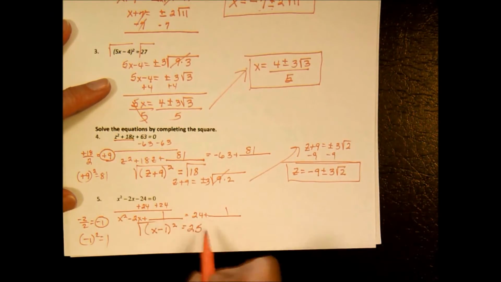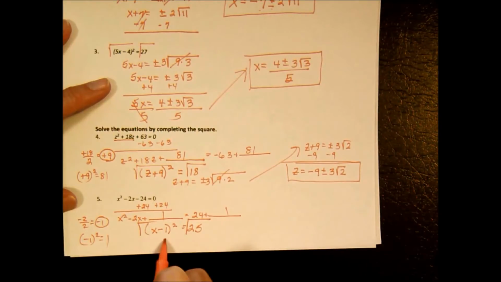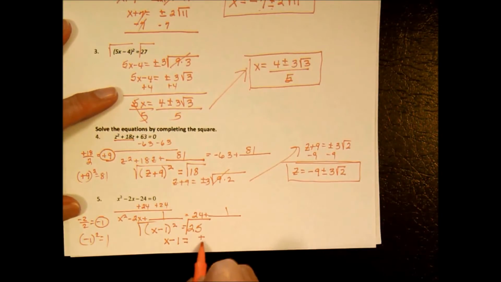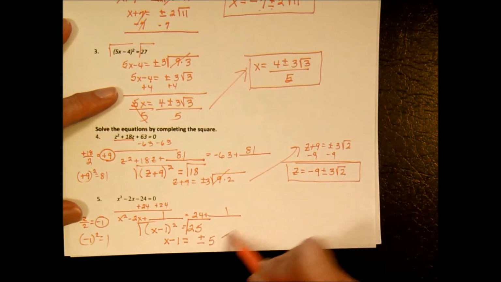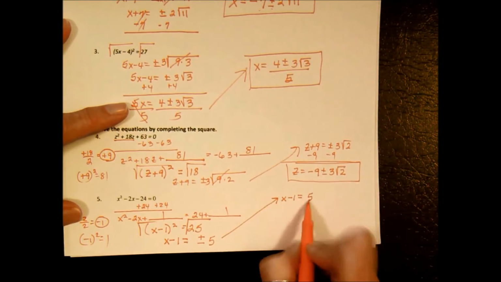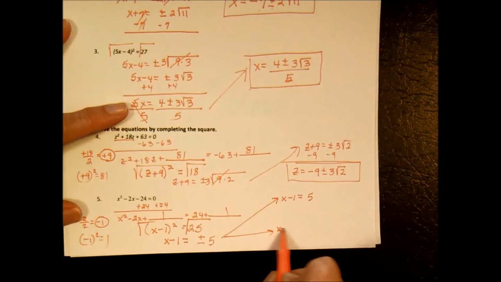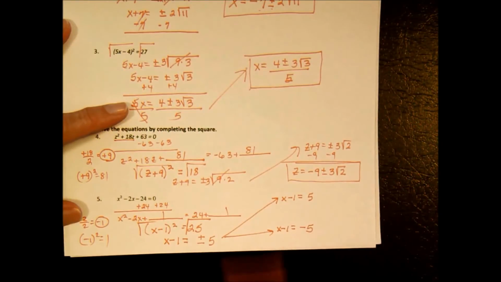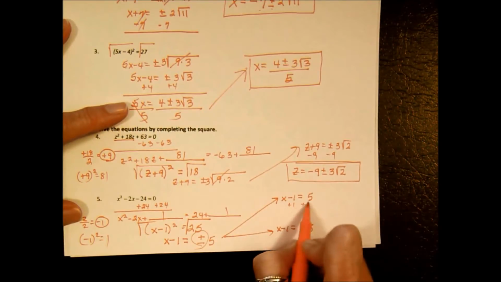Take the square root of both sides. X minus 1 equals, now be careful here. Remember, you want two answers, so it has to be plus or minus 5. And this is where we split it. X minus 1 equals positive 5. X minus 1 equals negative 5. So you're splitting this plus or minus, and then you are solving to get your two answers.